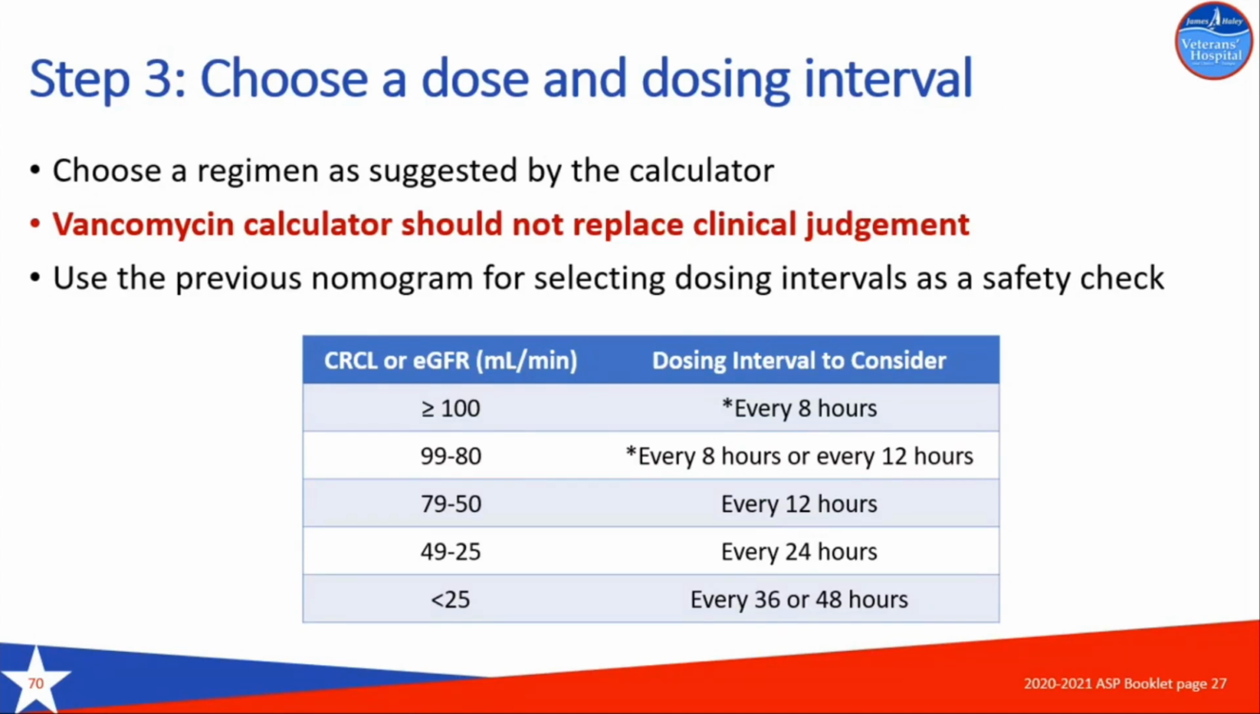So I have some creatinine clearance cutoffs and dosing intervals to consider up on the screen there. I started the every 8 hours mostly because, with our patient population at the VA, our patients tend to be a little bit older. They might have some renal impairment, and unless they are less than 50 years old, in my experience, they really don't tolerate every 8-hour dosing very well.